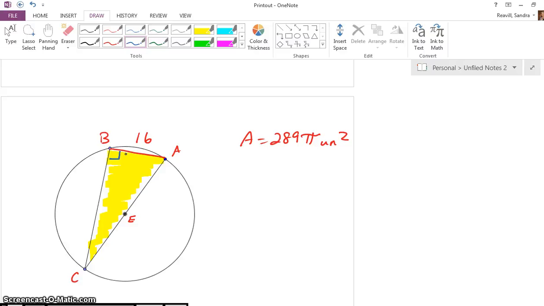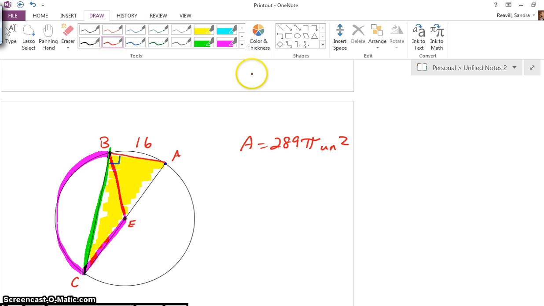We're asked to find BC and the measure of arc BC. So we need to find this distance from B to C. And we need to find the measure of this arc BC. So let's go ahead and see what we can find out by completing this menu for this circle.